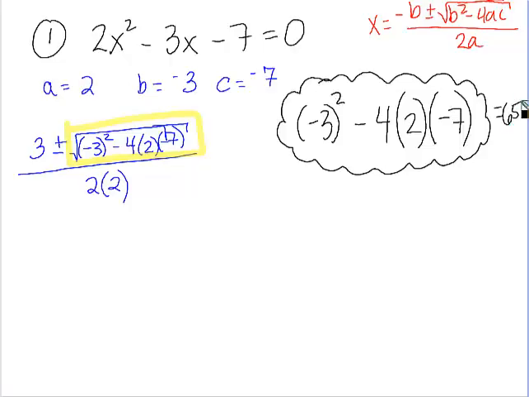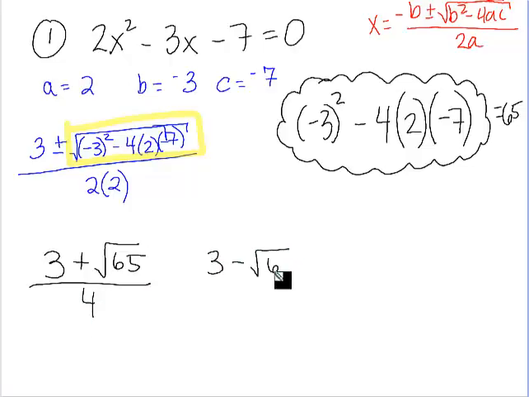So now we're going to simplify this down. We have 3 plus the square root of 65 all over, what's 2 times 2? 2 times 2 is 4. And then we have 3 minus the square root of 65 all over 4. Now at this point, once we get 65, you can take the square root of that and round it to the nearest 10th, just like we did for completing the square. So what's the square root of 65 rounded to the nearest 10th?